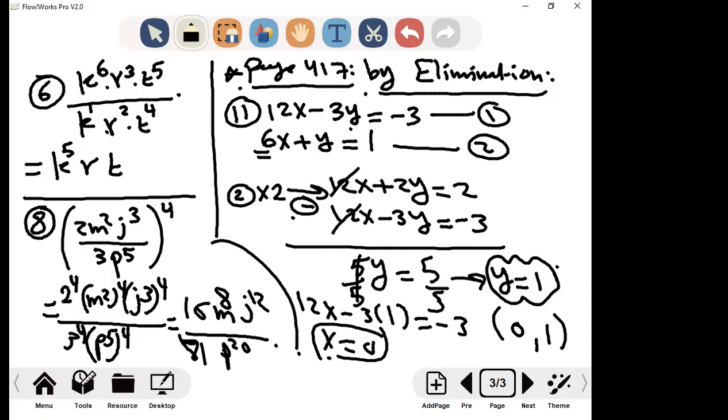Let's see. Substitute 1 here. 6 times 0 plus 1 equal 1. Right? Shift the 1, 0. Divide by 6. X will be 0 also. Okay? That's all for today, guys. Thank you. Give me a second, please.